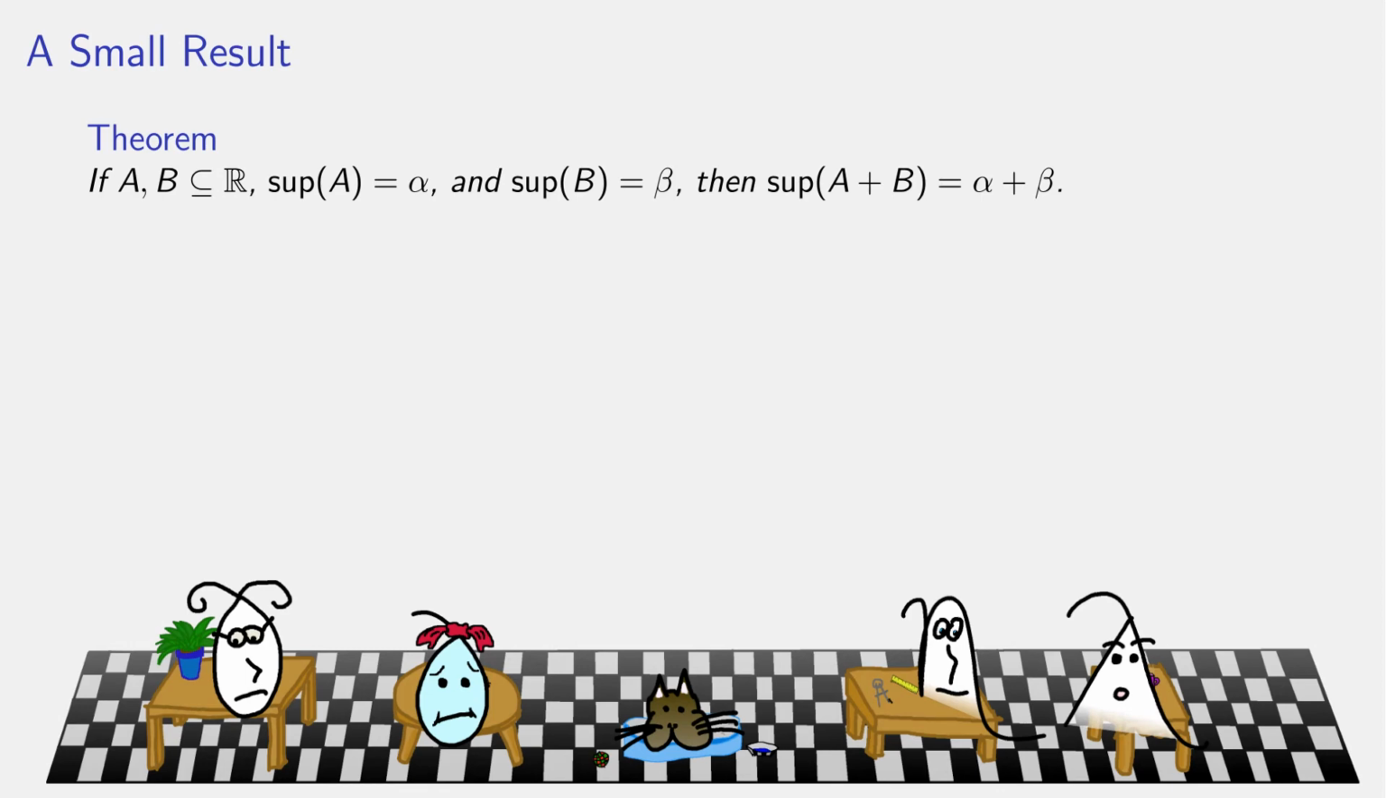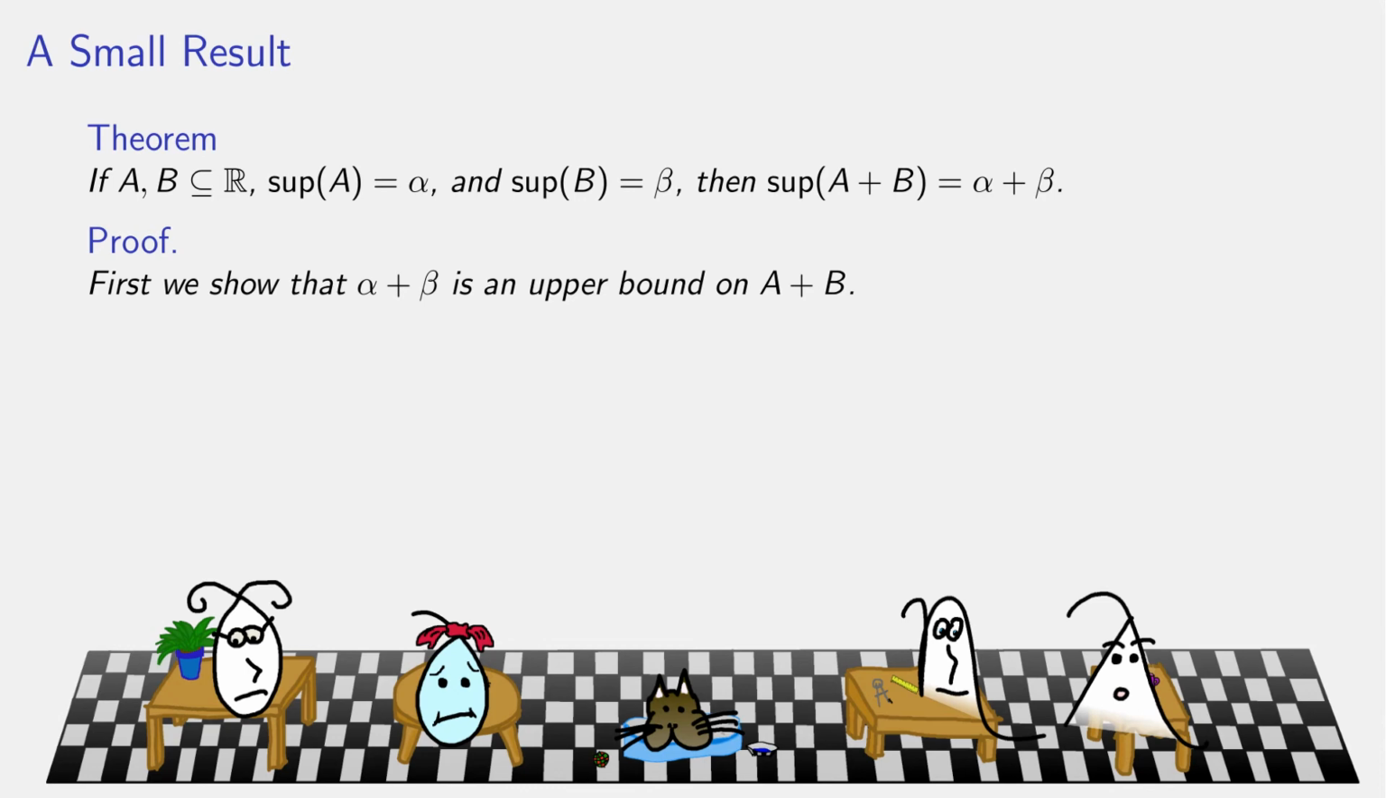Suppose they do. Alpha is the supremum of A. It's an upper bound of A, and everything smaller than it is not. And beta is an upper bound of B, and everything smaller than it isn't. The claim is that if both of those are true, then A plus B has a supremum, and it is alpha plus beta. So we want to show that alpha plus beta is an upper bound of A plus B, and nothing smaller than alpha plus beta is an upper bound of A plus B. So we've got to do that in two separate steps.